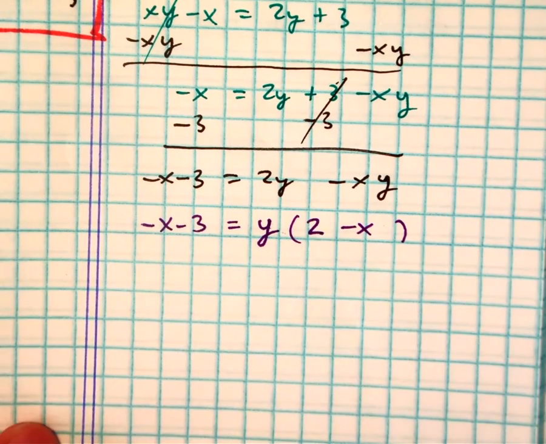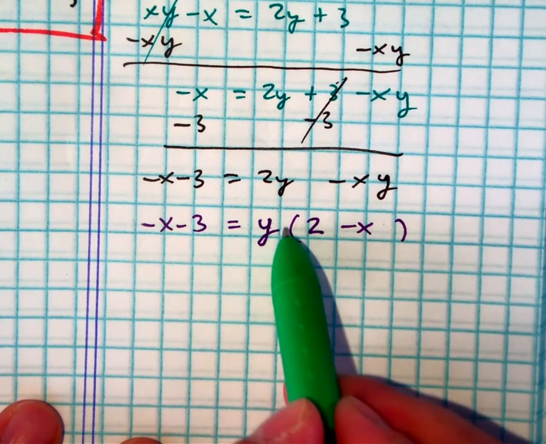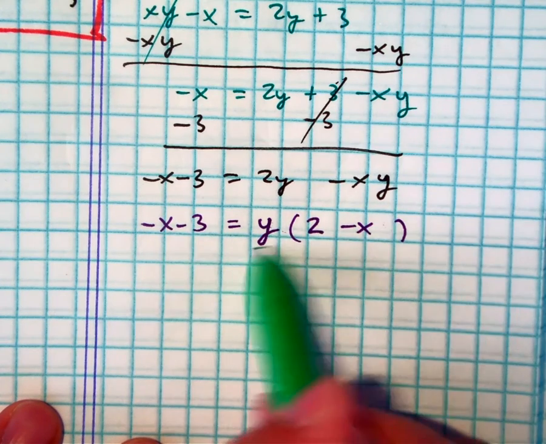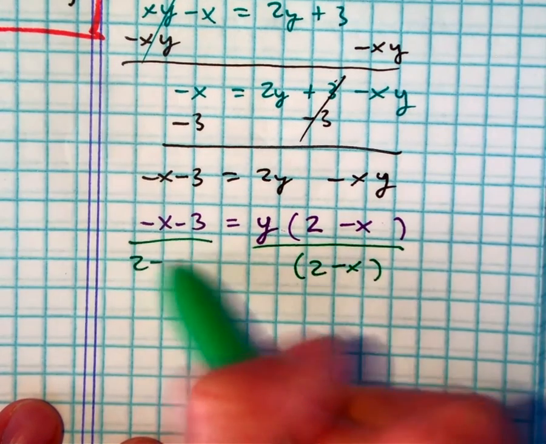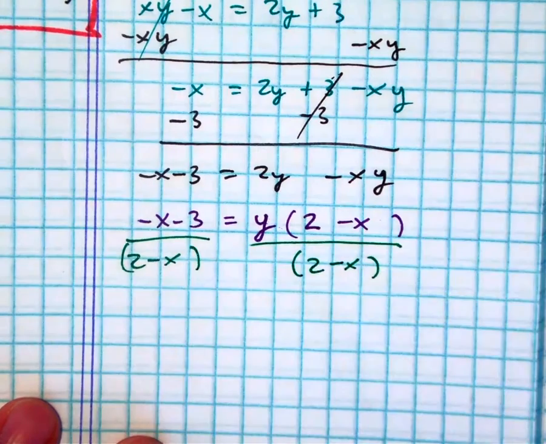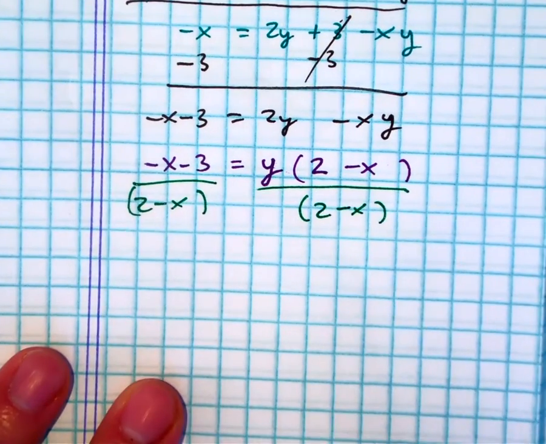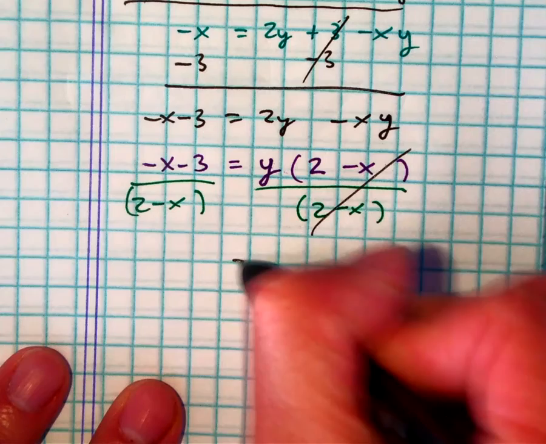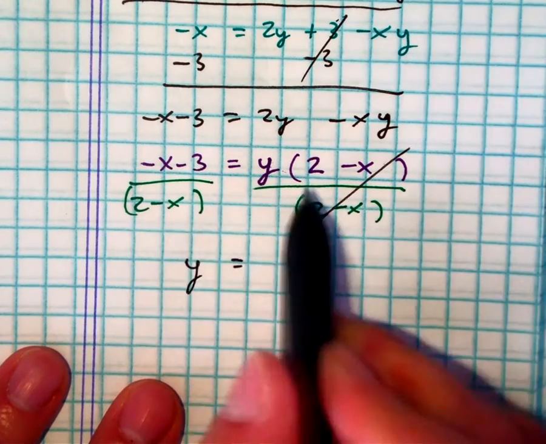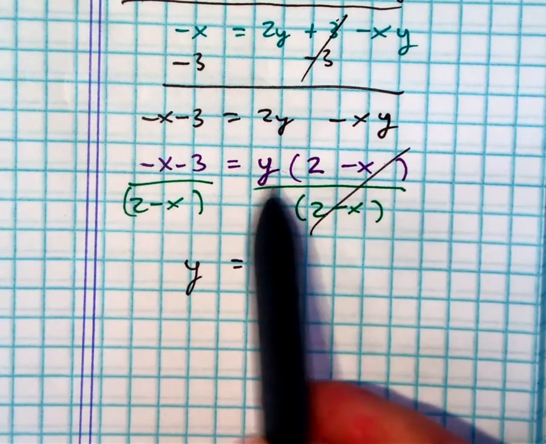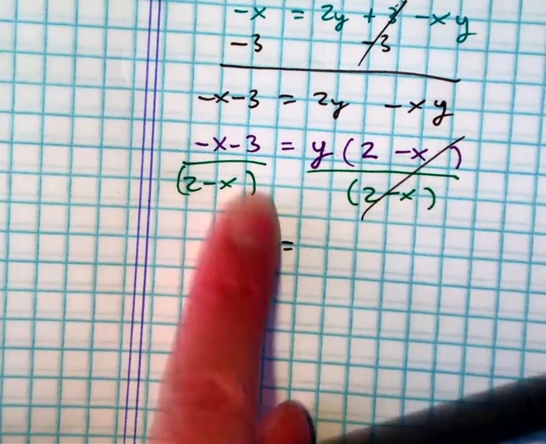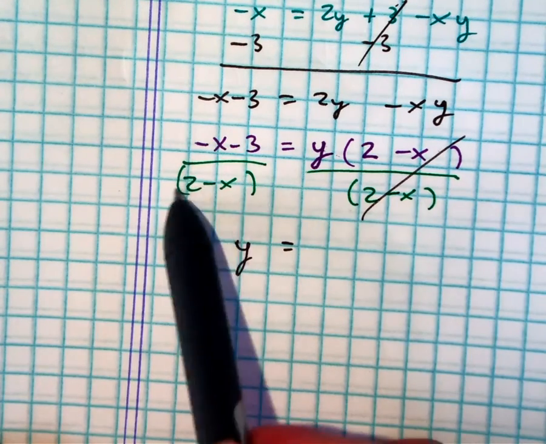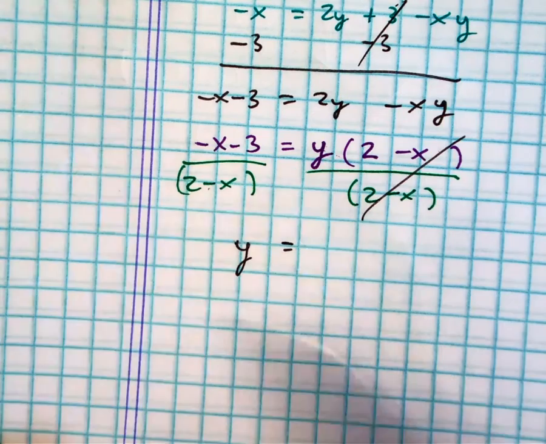We're almost there. This is what math operation? So I'm going to divide both sides by 2 minus x. So now I'm left with just y on one side. I'm going to flip it. Let me talk about this one here. This one looks funny because it has 2 minus x. Normally we have x goes first, right?